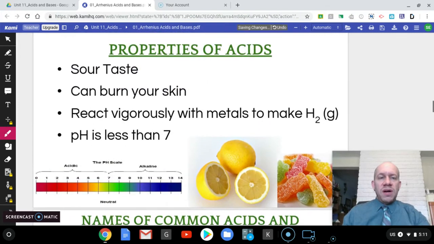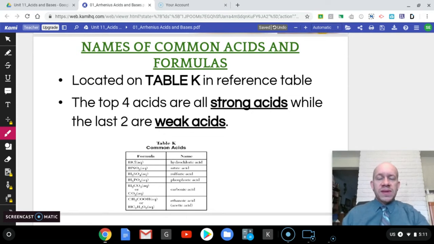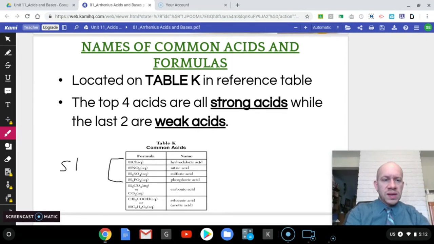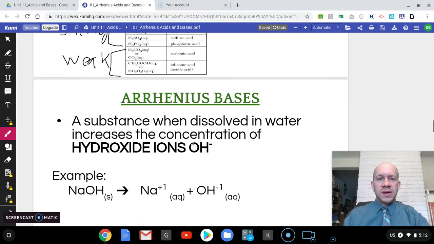Properties of acids are: they have a sour taste, they can burn your skin, they react vigorously with metals to make hydrogen gas, and the pH is less than 7. So in your reference table, there are some names of common acids and formulas on Table K. The top 4 are considered strong acids, and the last 2 are considered weak. So you can add those into your reference table to help you remember. Sometimes we talk about strong and weak acids, and we'll talk about strength later.